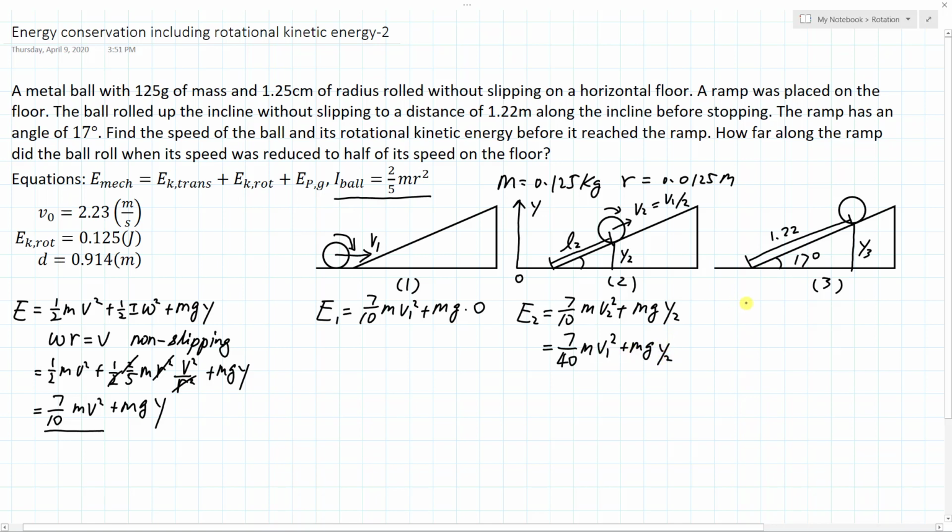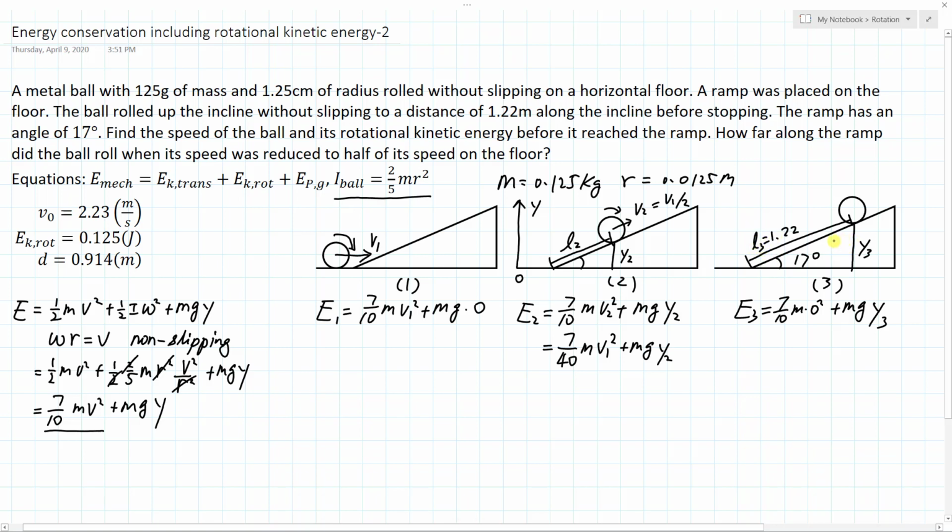And now let's go to this timestamp 3. We know there's no kinetic energy, so 7/10 m v0 squared, and then plus mgy3. So let's calculate y3 here. I have some space here. So y3 over this L3. L3 is equal to the sine of 17 degrees, right? So we could use that to find y3.